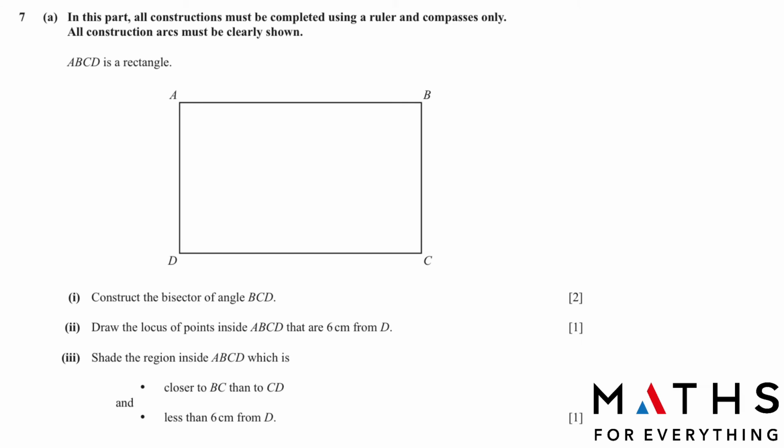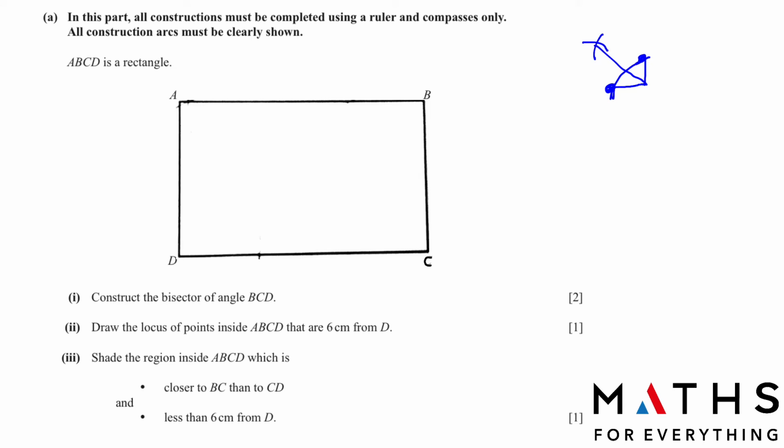Question number 7. In this part, all constructions must be completed using a ruler and compass only. First one, construct the bisector of angle BCD. When you want to find an angle bisector, take more than half and make an arc here and an arc here. Or you can join the whole thing, whichever way you understand. Then without changing the size of the compass from this point, make an arc here. And then from this side, cut it like that and join it together.